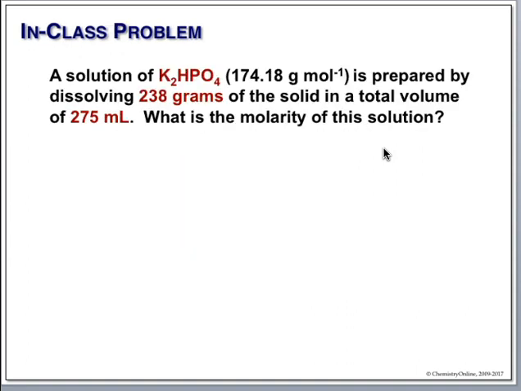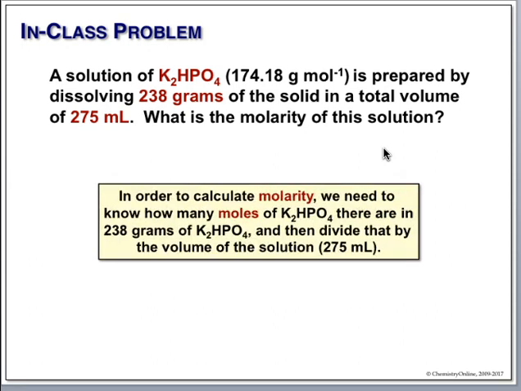Well, this is exactly the same problem. It's just worded differently, isn't it? Here we have, what is this? Potassium hydrogen phosphate. We have 238 grams and 275 mils. What is the molarity? Step 1, how many moles? Step 2, how many liters? Set it up.